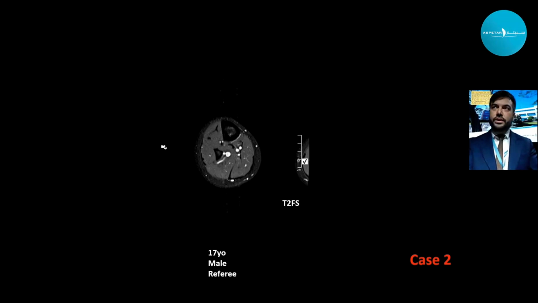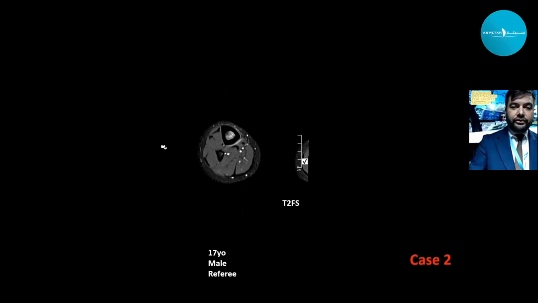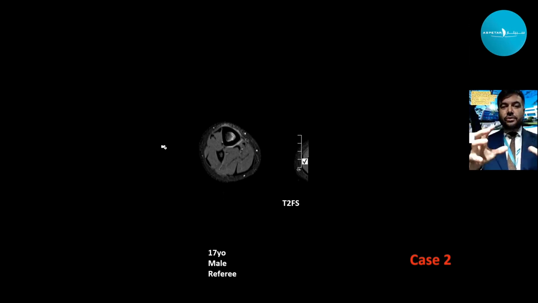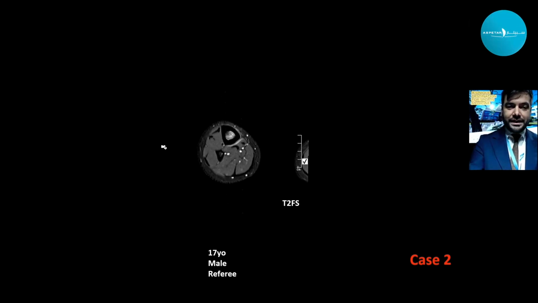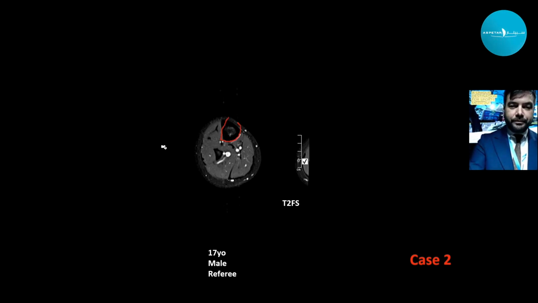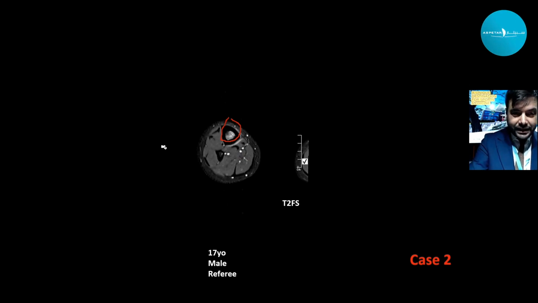Let's go with the second case. This is a 17-year-old male referee. We always see this sequence. This is the most useful sequence. If I have to choose only one sequence to identify pathology in the calf, I will go for the axial T2 FATSAT. So here we see normal bone marrow in the tibia, which is dark because it's fat, and with fat suppression it becomes dark. Over here we see the tibia with periosteal edema and some bone marrow edema.